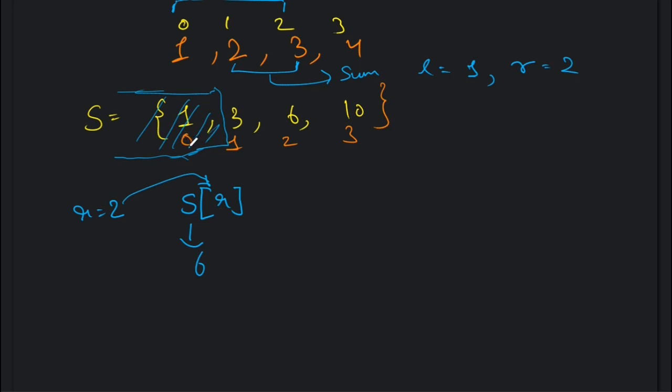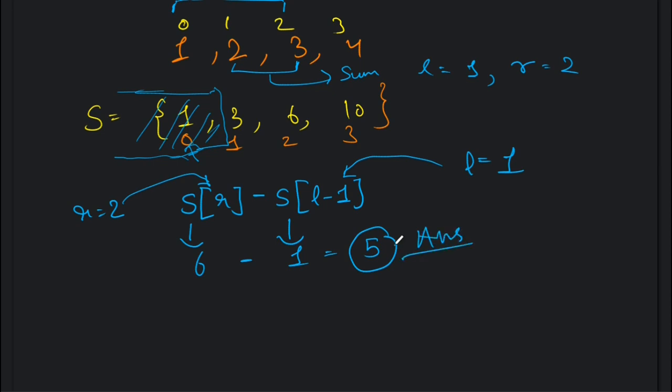So for that we can subtract this prefix sum, so we can do minus s of L minus 1, right? And L here was equal to 1, so this will be s of 0, which is 1, so 6 minus 1 will give us 5, and that is our answer. So this is the approach which will be used in solving this problem. Now let's look at the implementation in C++, how we can implement it.